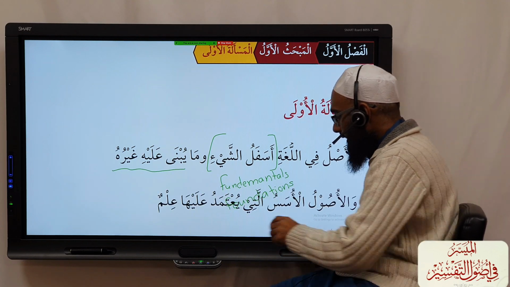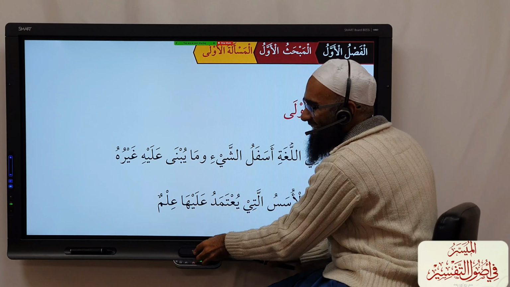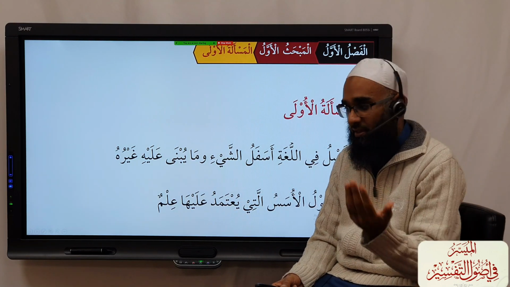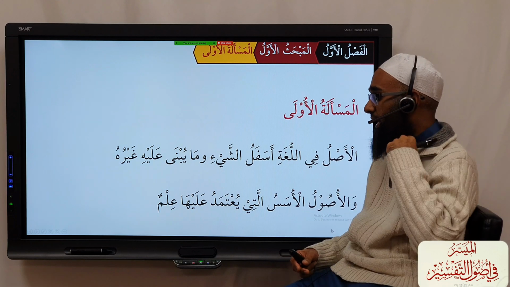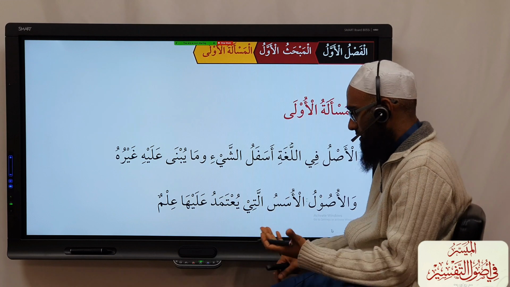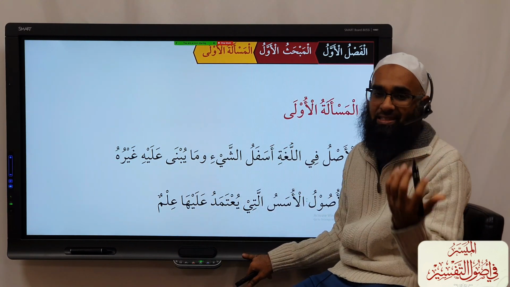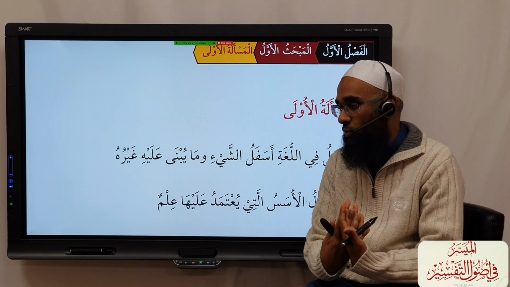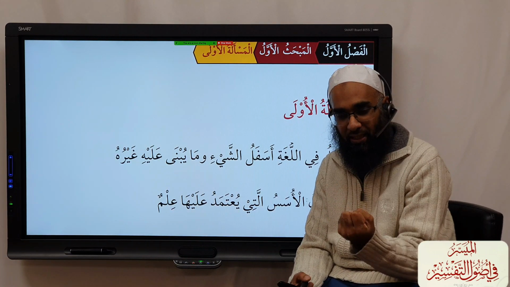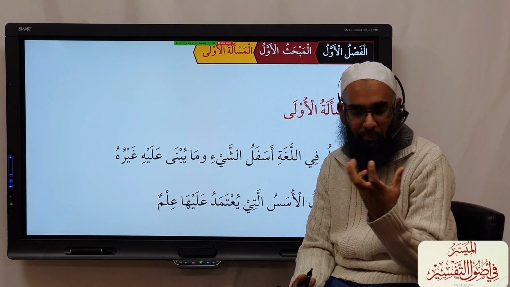Okay? And when we say usul, not in terms of linguistically, but in any science, whether it's nahw, sarf, balagha, hadith, tafsir, or aqidah, usul refers to usus. Usus is again foundations, التي يعتمد عليها علم, upon which a science is based. For example, the usul of tafsir are the rules upon which tafsir is based. Usul hadith are those rules upon which the science of hadith is based.